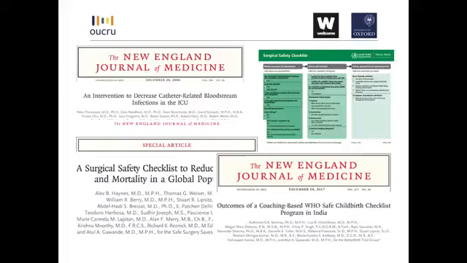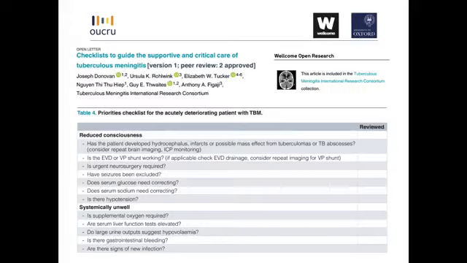We think maybe the right approach is to do something a bit more simple, I suppose. Checklists in medicine are a growing force, originally from the aviation industry, and there have been a few high-impact publications. There are 3 examples here in the New England Journal over the last 10, 15 years, where very simple interventions have improved outcomes in patients. So we have to think about whether we could do something similar for TB meningitis.